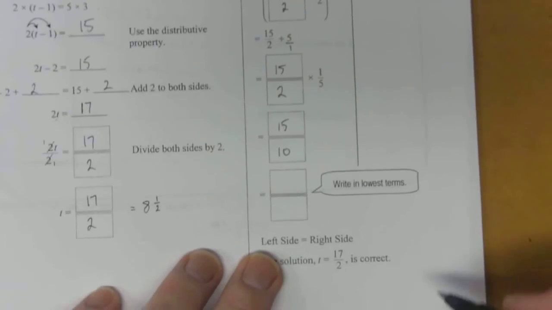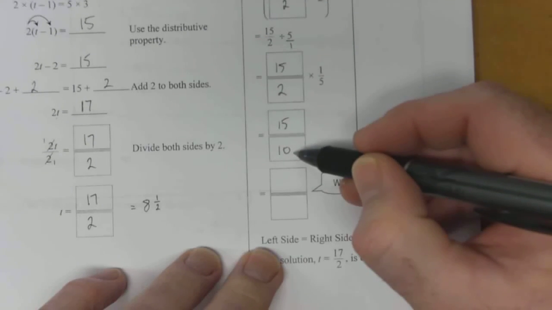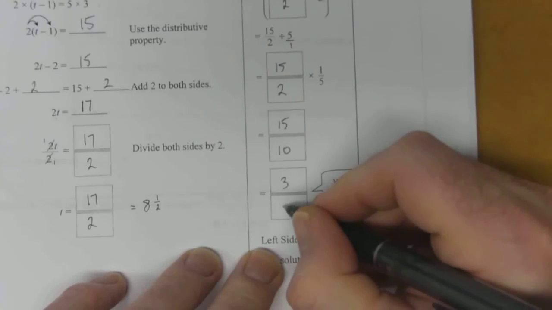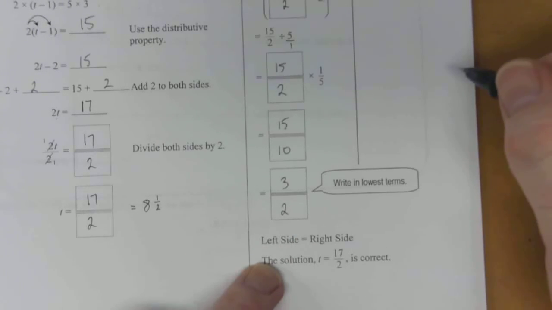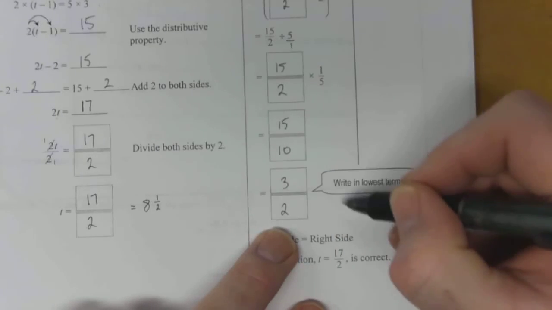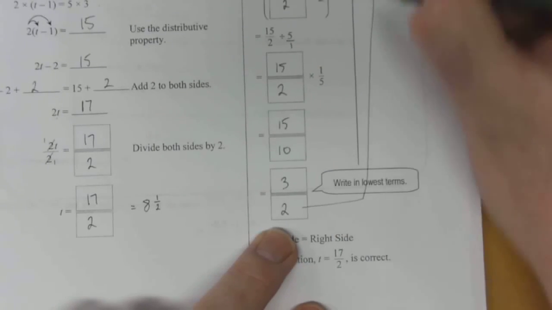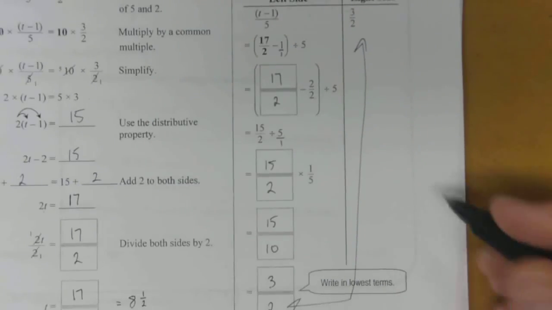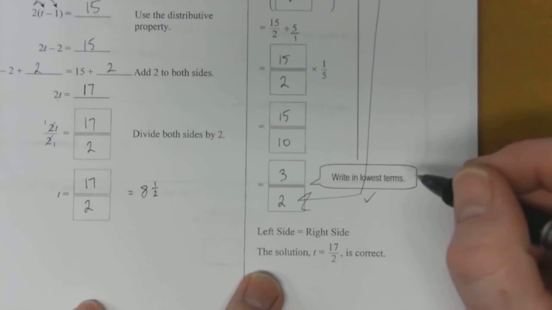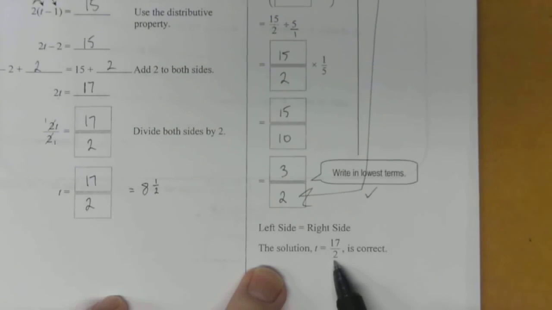Now, in lowest terms, both of these are divisible by 5. 15 divided by 5 is 3. 10 divided by 5 is 2. Now, 3/2 on the left, 3/2 on the right. Both sides match, so we know that we've got a confirmed correct answer, where t is equal to 17/2 or 8.5.